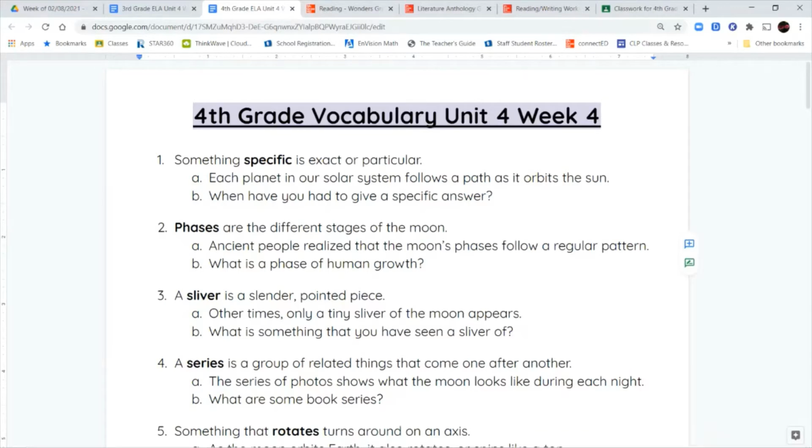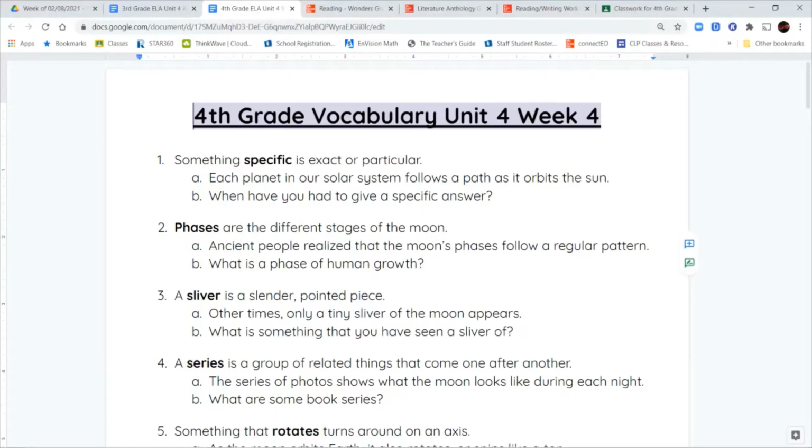Your first word is the word specific. So when we're talking about something specific, we're talking about something in particular or the exact thing. We're not talking about kittens in general. We're talking about my neighbor's new black and white kitten, right? So we give something specific. We're talking about the exact thing.